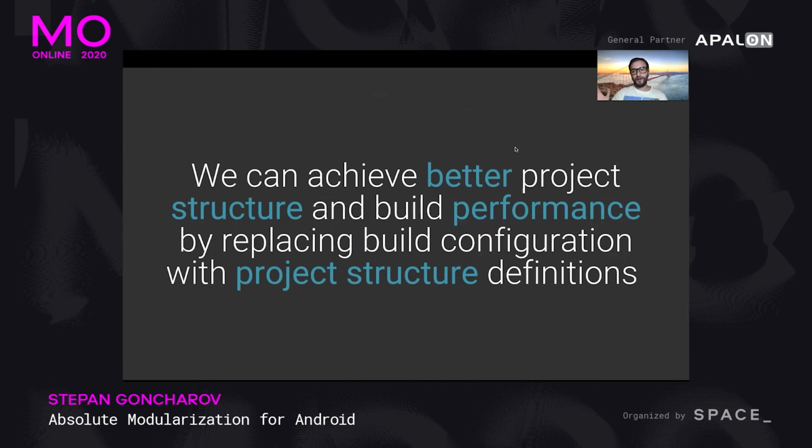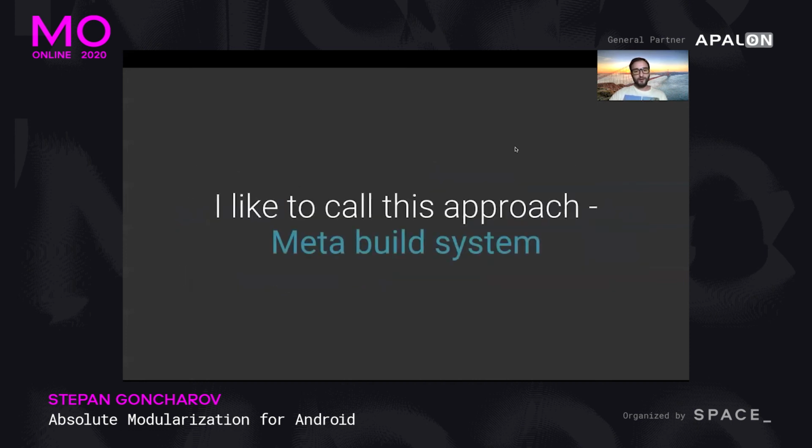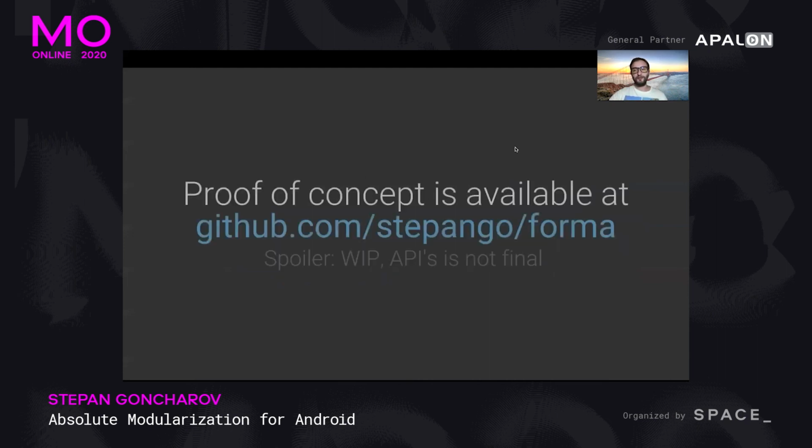So again, I guess this is the last slide. And I really believe we can achieve a better project structure and better build performance by replacing build configuration with project structure definitions. And I like to call this approach a meta build system, which is actually what it is. It's an abstraction layer on top of a build system, in this case Gradle, but it could be extended, I guess.